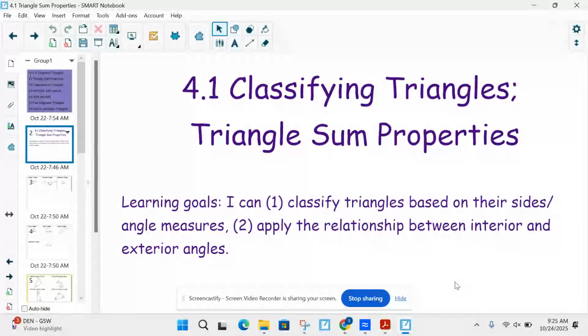So that is our learning goal for today. We're going to classify triangles based on their sides and angle measures and apply the relationship between interior and exterior angles.